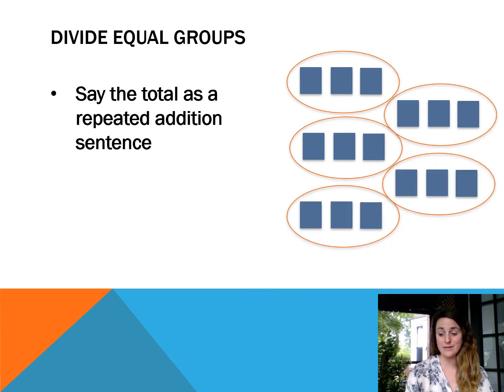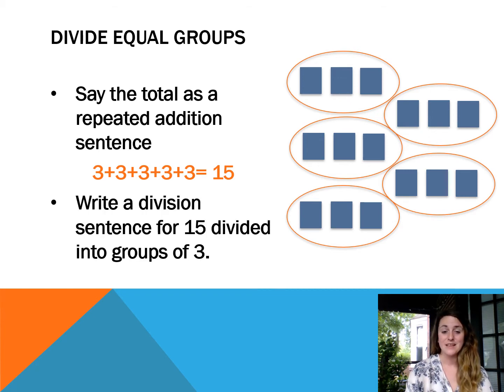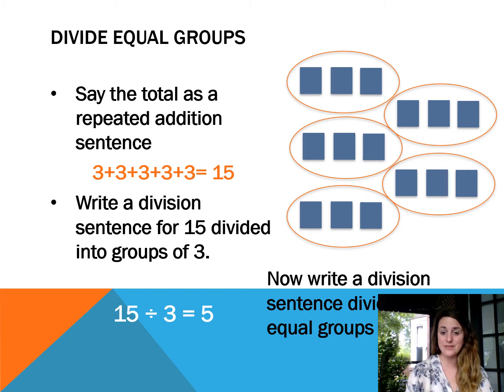Say the total as a repeated addition sentence. 3 plus 3 plus 3 plus 3 plus 3 equals 15. Let's write a division sentence for 15 divided into 3 equal groups. 15 divided by 3 is 5. Now, write a division sentence for 15 divided into 5 equal groups. 15 divided by 5 is 3.